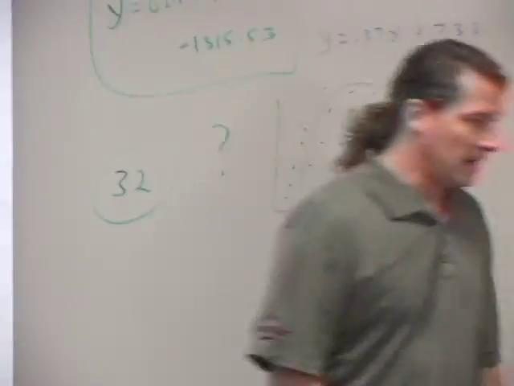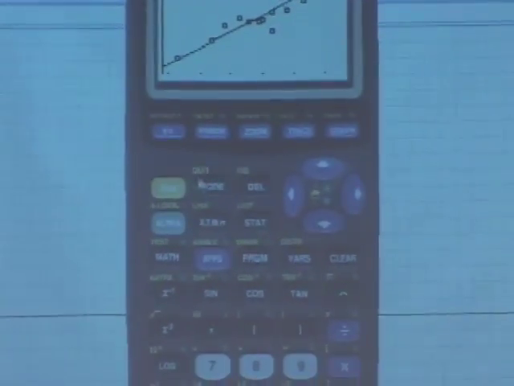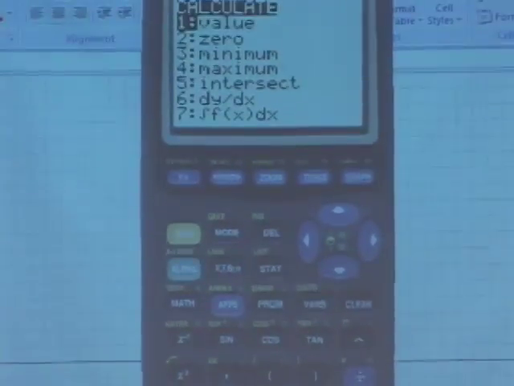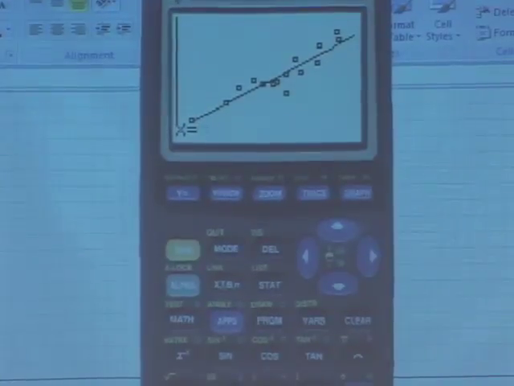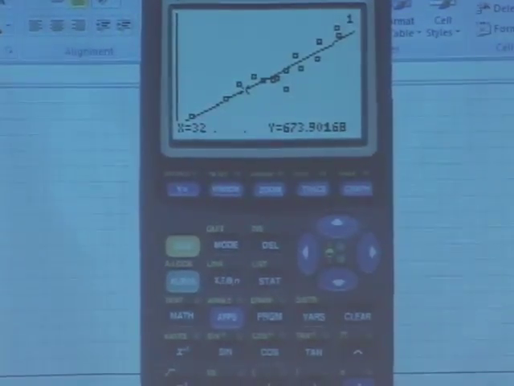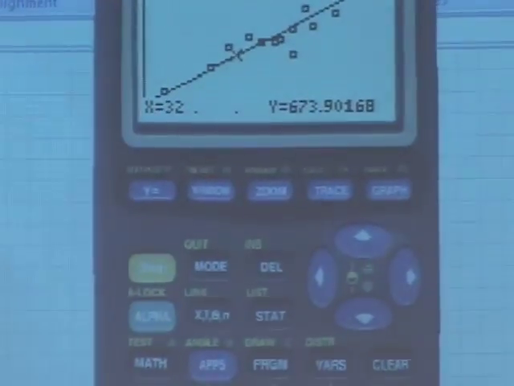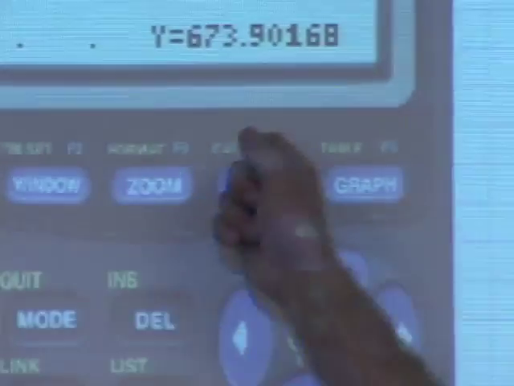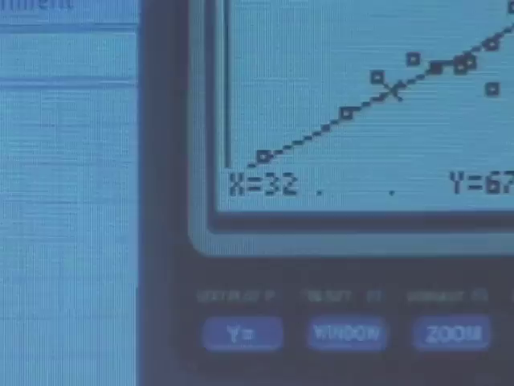Second, calculate is exactly right. Second, calculate the value when x equals what? 32. And it will tell you the run score will be 673.9, so we'll round that up to 674 runs, according to this model. See, when x equals 32, it gives me the y. You see what the model allows me to do now?